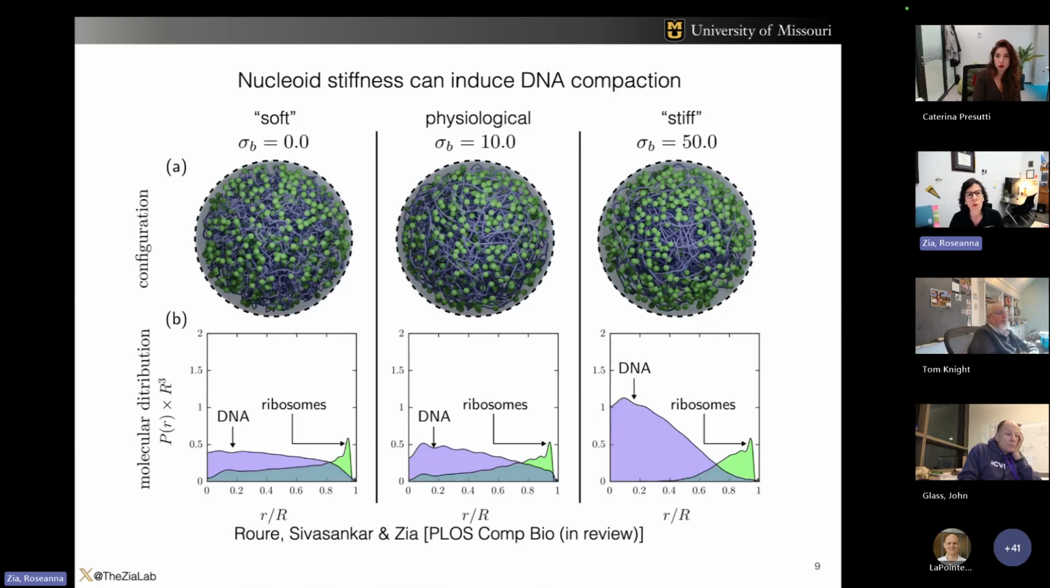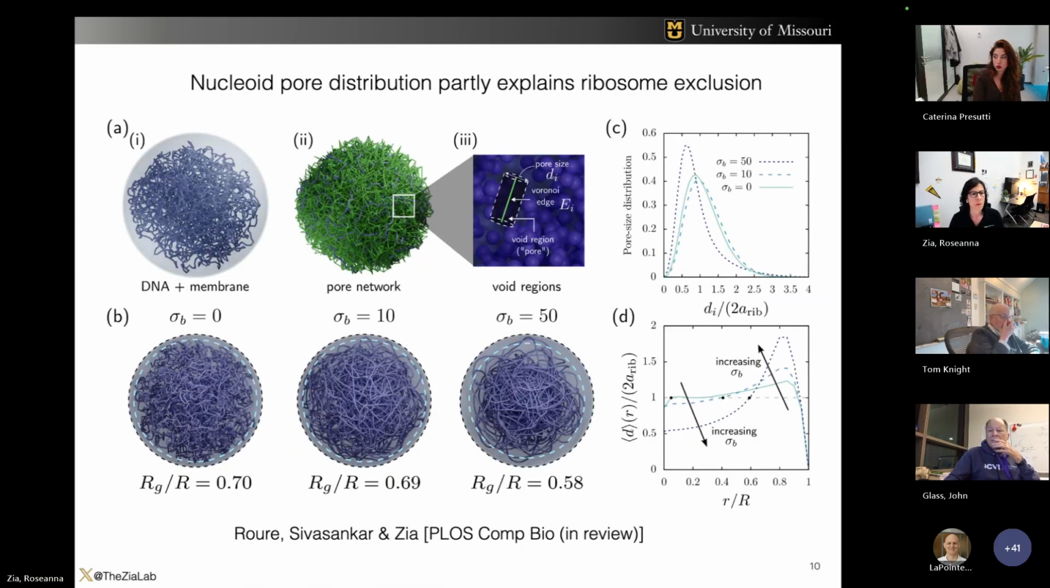So overall, no value of inherent DNA stiffness recovers the experimentally measured distribution of ribosomes. They all push ribosomes out to the cell membrane, keeping in mind that that value of 10 is the one that's physiological. So we speculated that the nucleoid's inner pore size or mesh size distribution at least partly explains why most ribosomes cannot reside within the nucleoid.